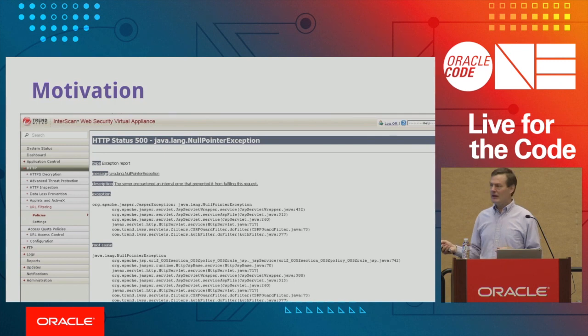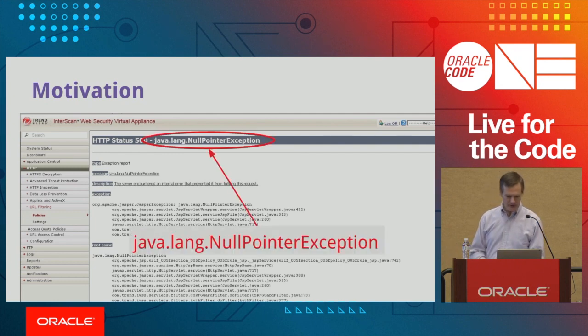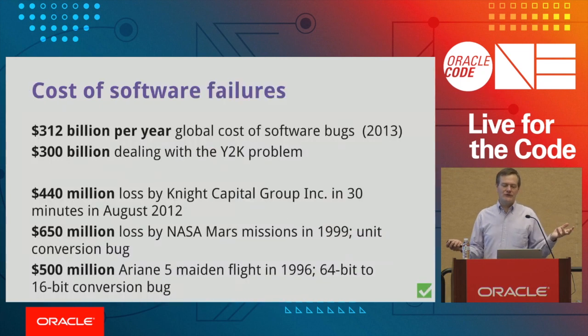Here is a security appliance that is running, and it's a little bit hard to see here, but here's its output, null pointer exception. So here's a case where a null pointer exception actually leads to an undiscovered security vulnerability. The cost of software failures is very high, $300 billion a year at least, and $300 billion for one particular bug. It can happen fast too. The Knight Capital Group lost $440 million in 30 minutes due to an automated trading error.